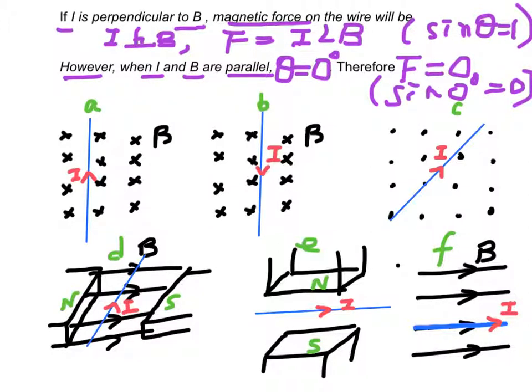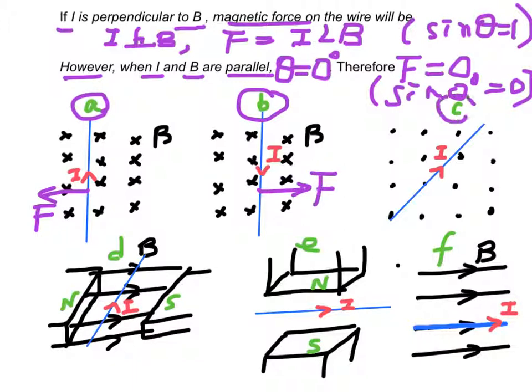Let's use the left-hand rule to find the direction of the magnetic force in each of the following cases. In case A, the magnetic force on the wire will be towards the left. In case B, since only the direction of current is reversed, the magnetic force direction will also be reversed. That is, the force is towards the right.